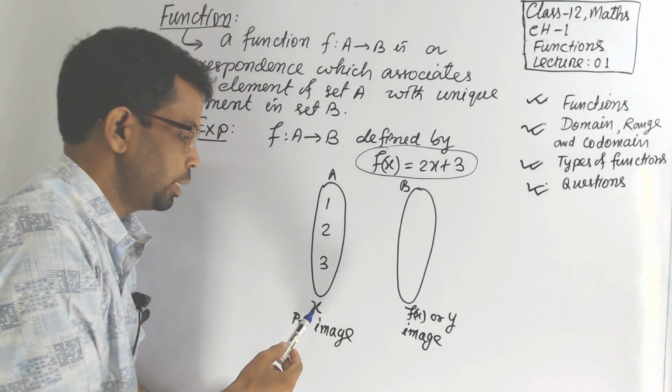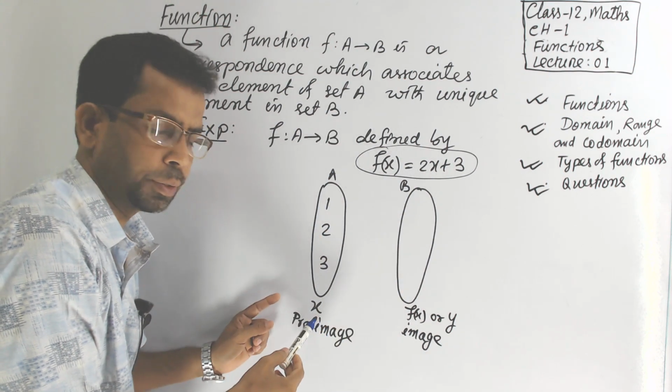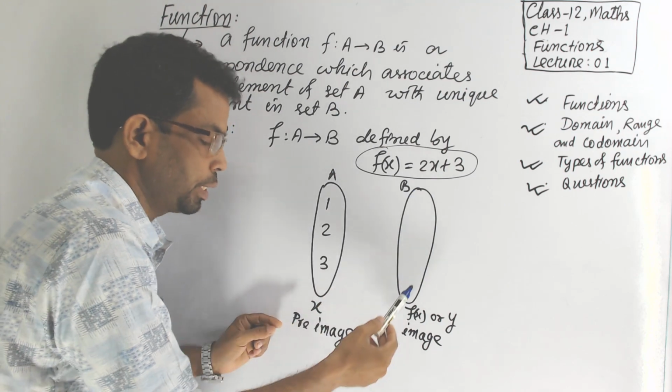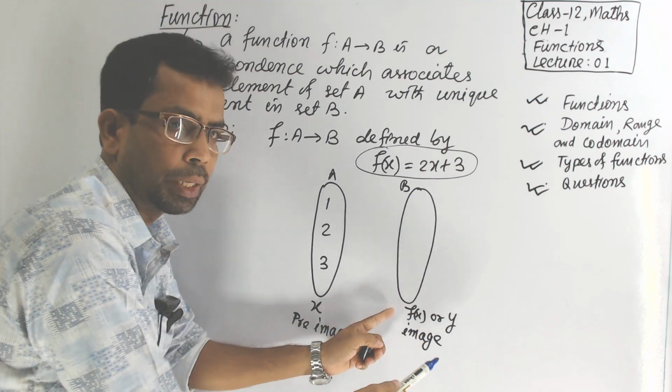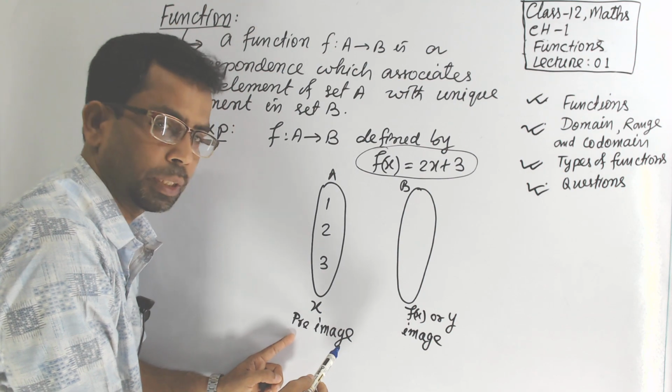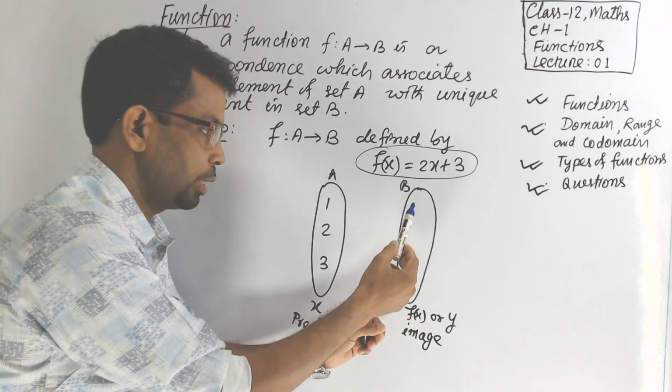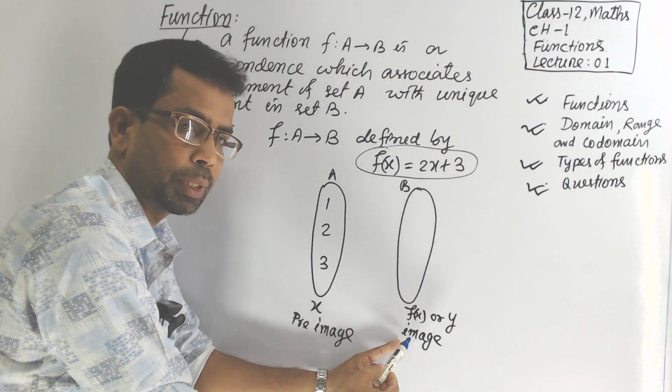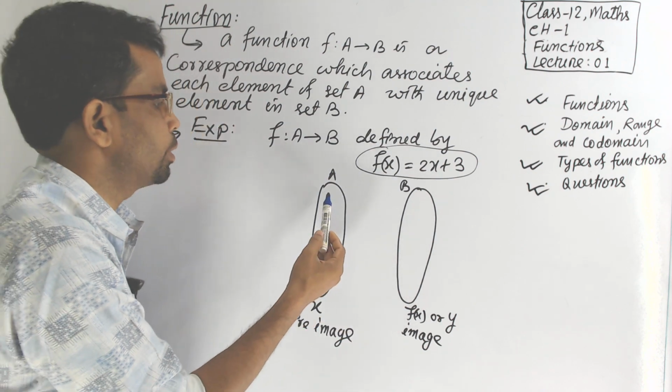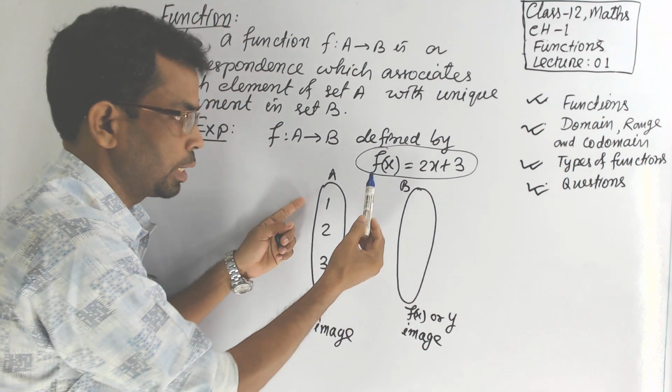The first set A, the elements are denoted by x. The elements of the second set are denoted by f(x) or y. The elements of the first set are called pre-images, and the elements in the second set are called the images. Now let us see the elements 1, 2, 3 under this function.